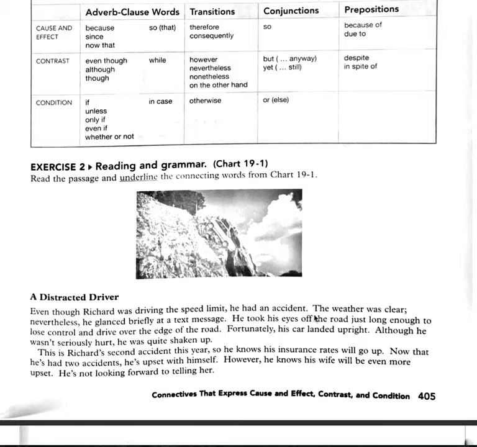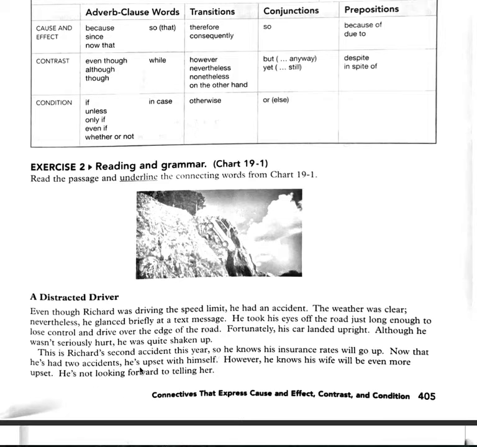He took his eyes off the road just long enough to lose control and drive over the edge of the road. Fortunately, his car landed upright. Although he wasn't seriously hurt, he was quite shaken up. Another word here is although. Although is an adverb clause word that gives us contrast. This is Richard's second accident this year, so he knows his insurance rates will go up. So is a conjunction that shows us cause and effect.